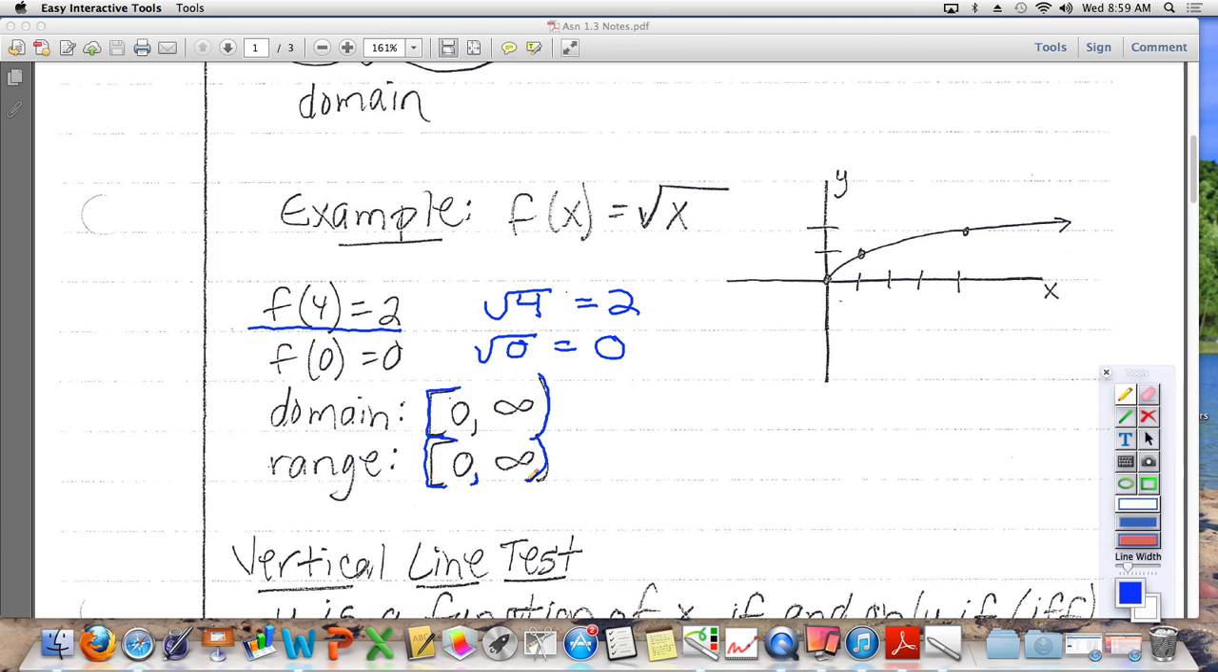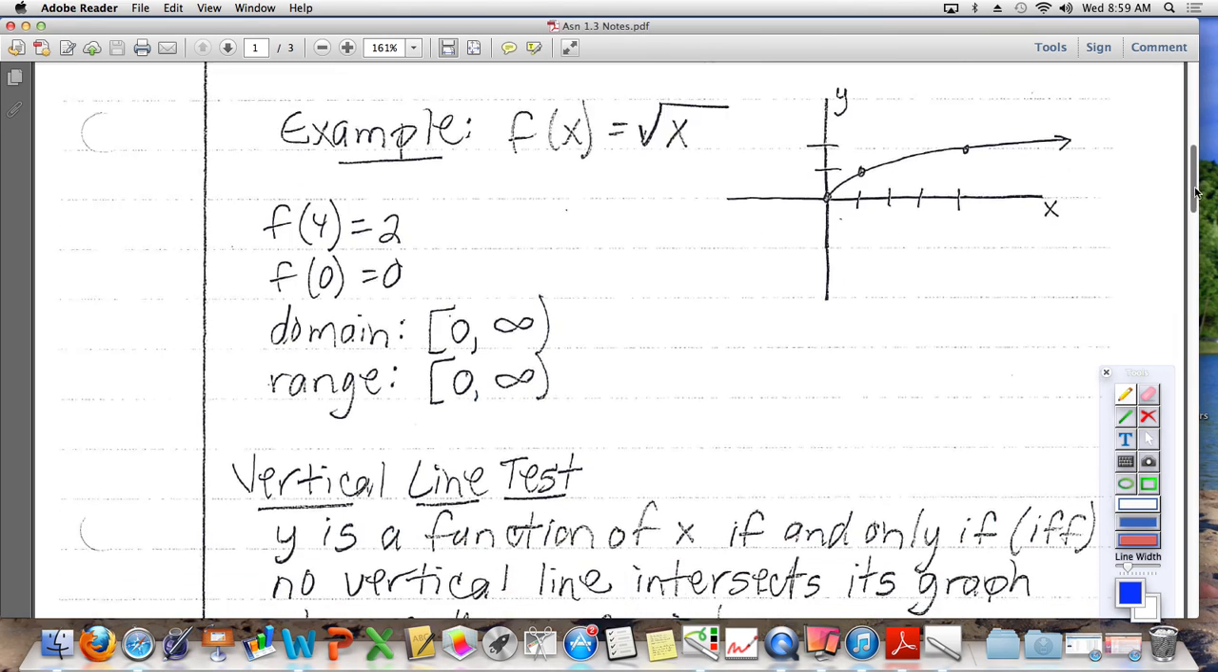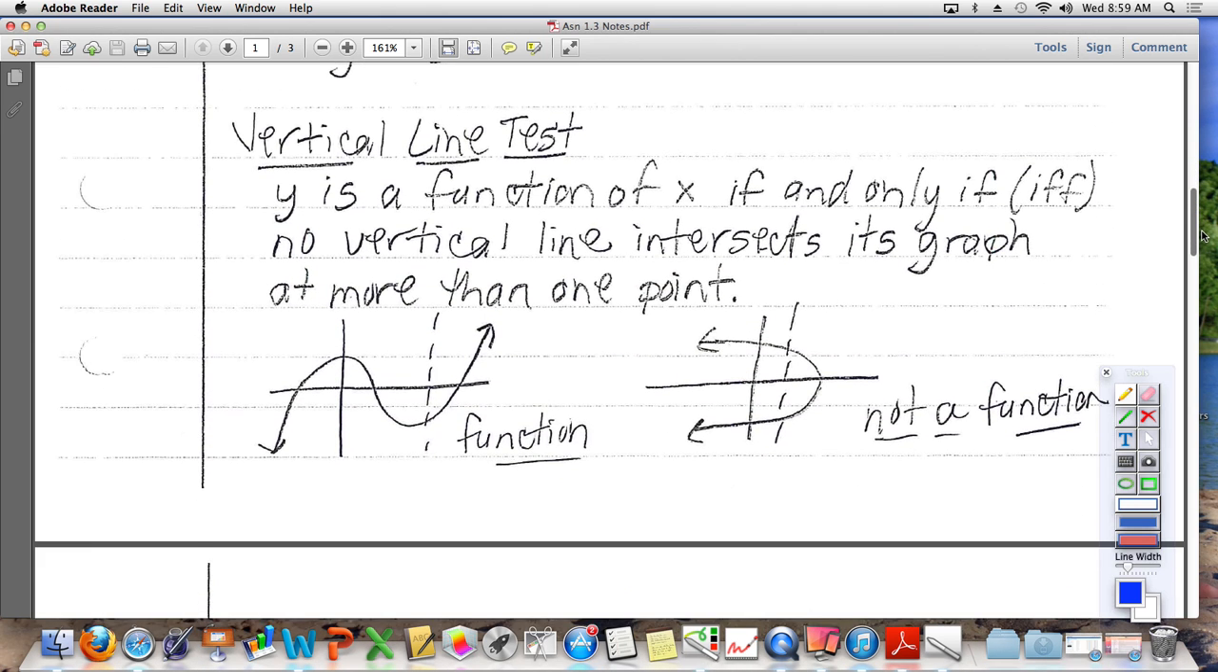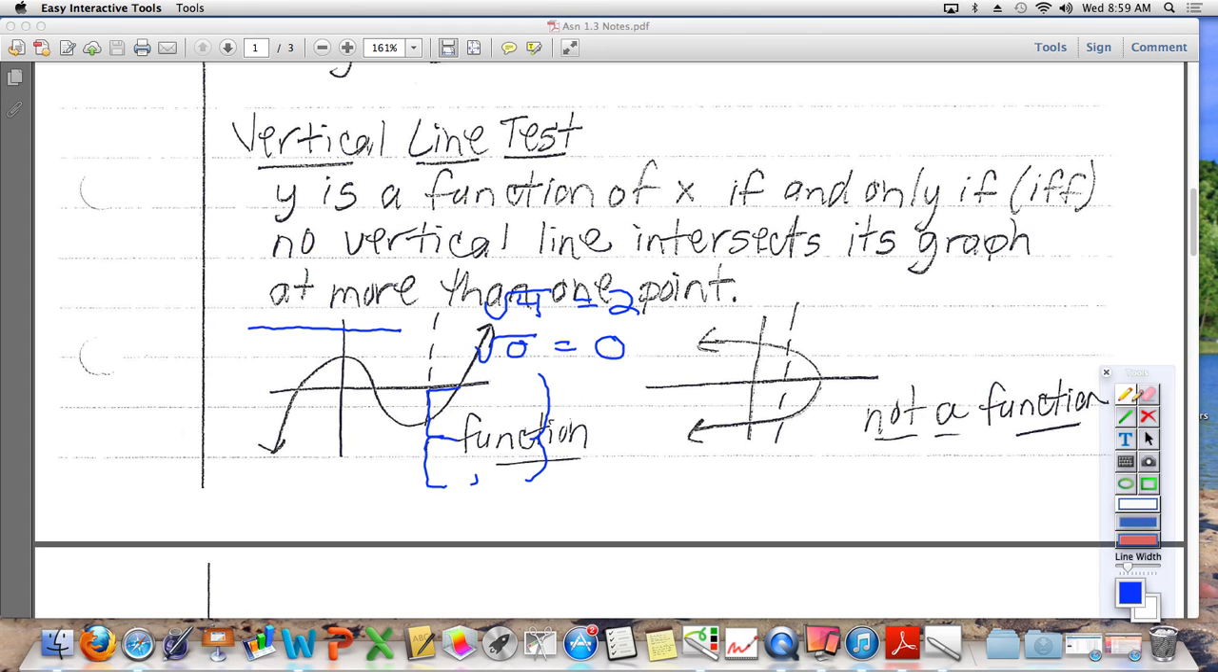The next thing that's listed up here is the vertical line test. Well, we've already talked about the vertical line test. You guys are probably very comfortable with that already. Anyway, the vertical line test. Y is a function of x if and only if, remember that from last year, you guys? If and only if, IFF, no vertical line intersects its graph at more than 1 point. You guys already know this. Draw a couple pictures here.